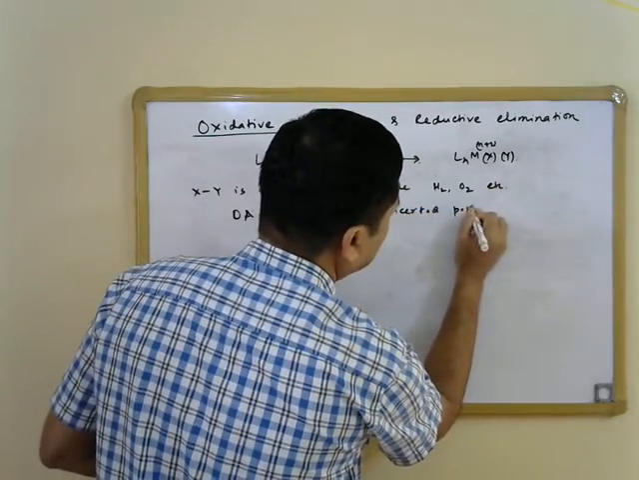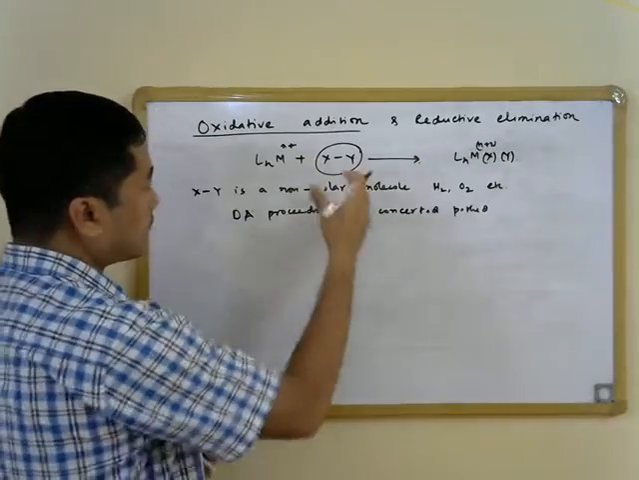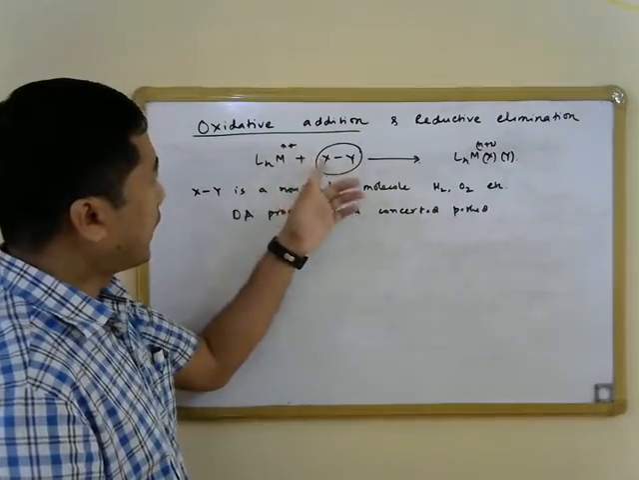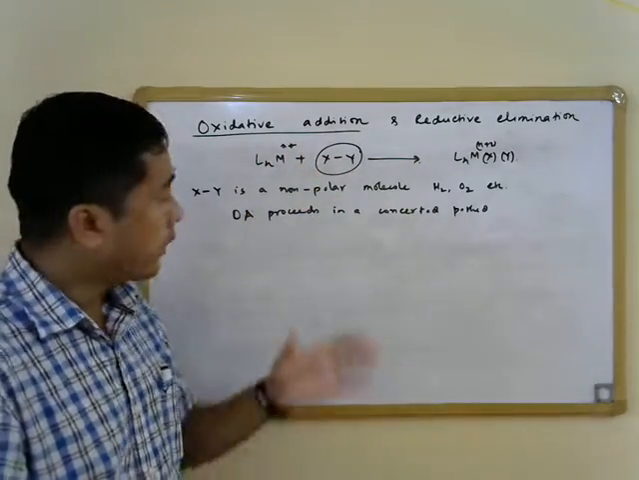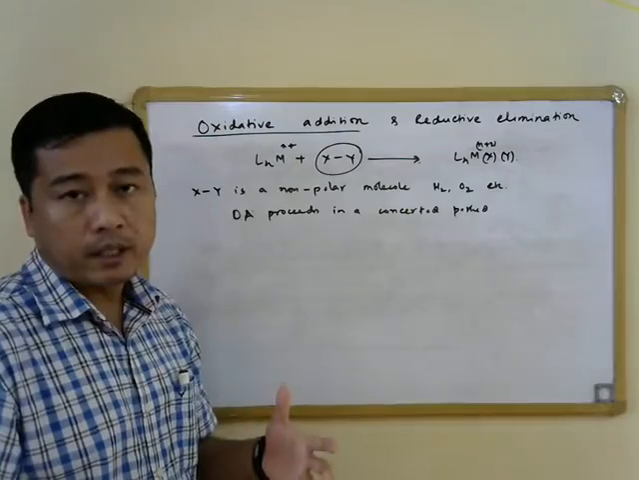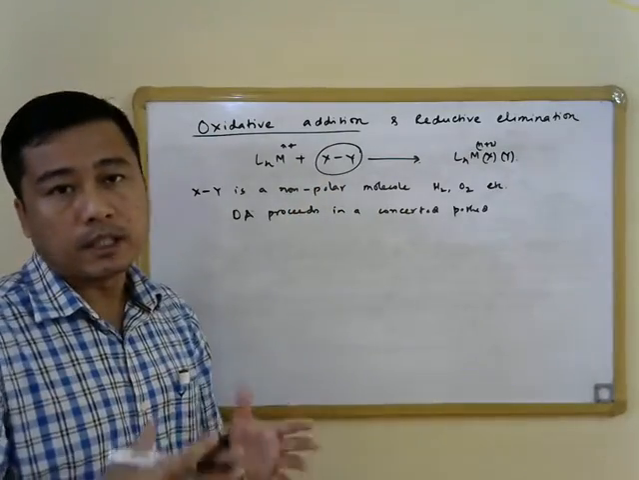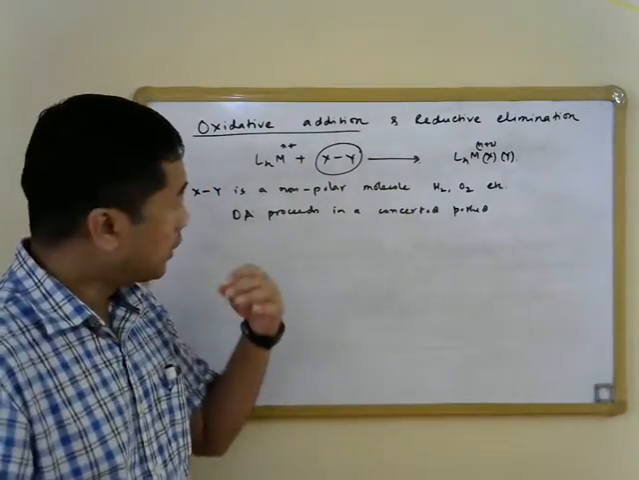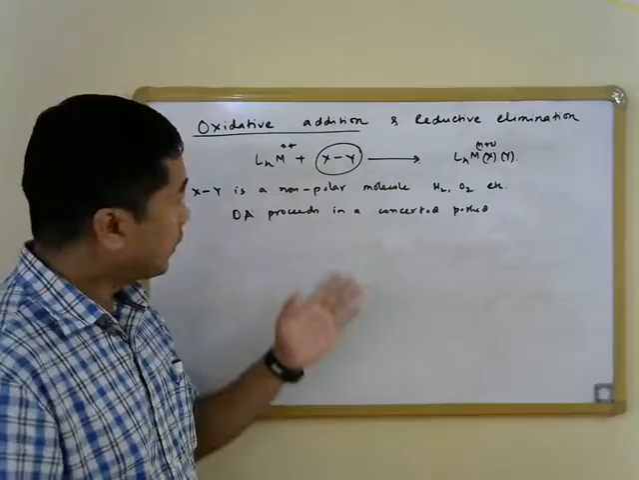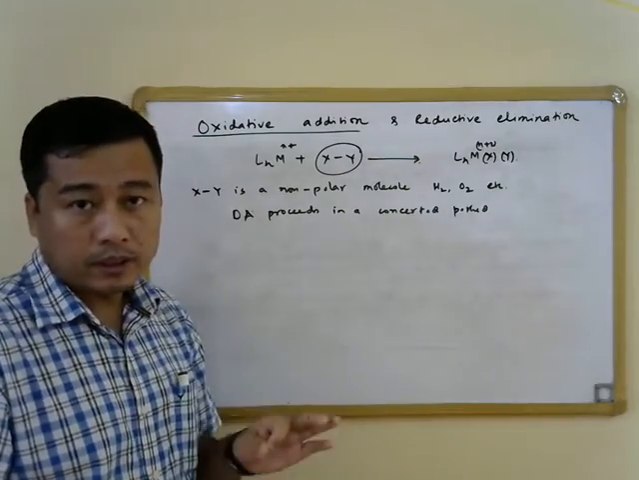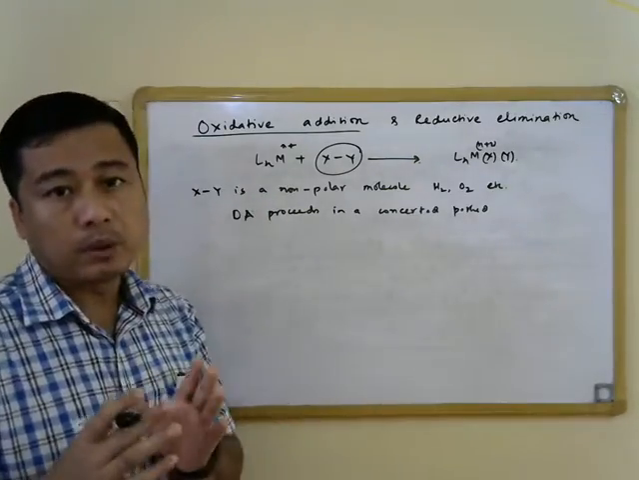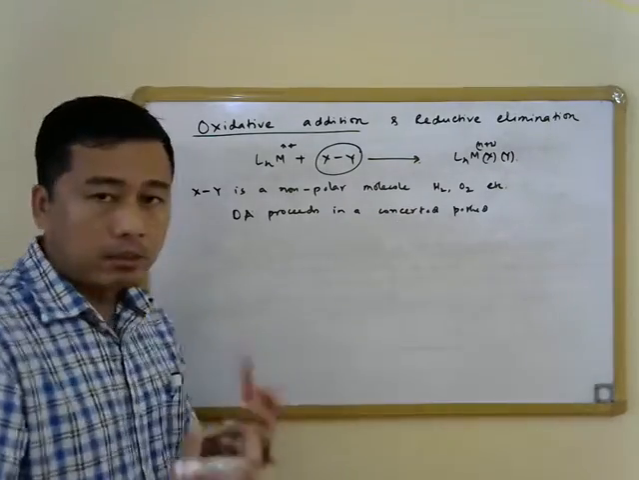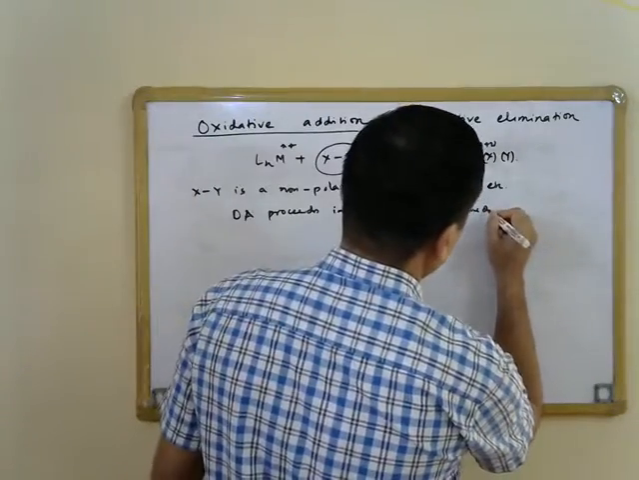In the concerted pathway, the XY unit keeps coming closer to the metal center, and the metal-to-X and metal-to-Y bonds keep forming, while the bond between X and Y continuously gets weakened. So the disruption of the bond does not take place initially. Both these bond formation and bond breaking processes take place continuously and in a concerted pathway. That is what we mean by this mechanism.